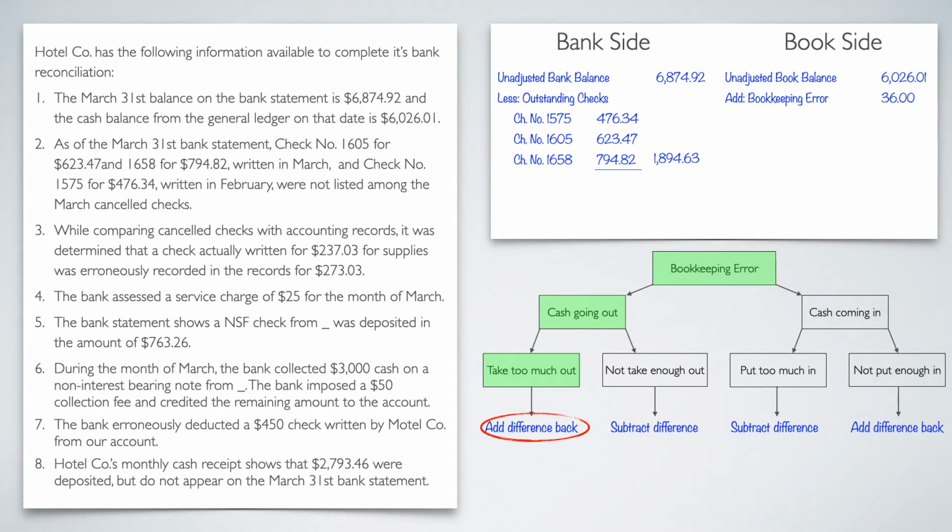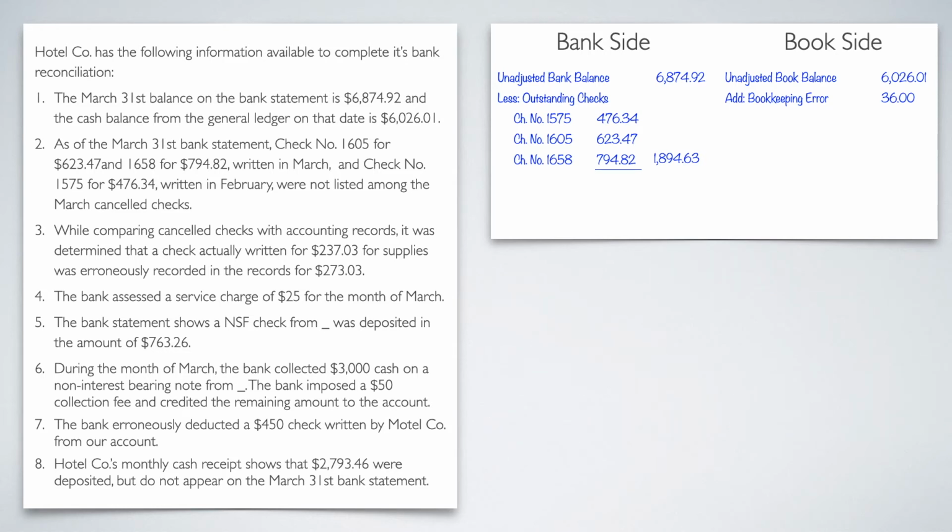All right, let's look at part 4. It says that the bank assessed a service charge of $25 for the month of March. All right, that's something that the bank does. We don't know about it until we get the bank statement. So has it affected our books? No. Has it affected our bank? Yes, because they just took it out of our account. How did it affect our bank? Well, it made our cash go down. So what do we need to do to the book side to make it match the bank side? We need to also make our cash go down. So we will say less bank service charge of that $25.